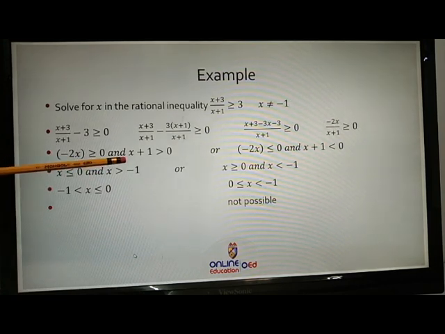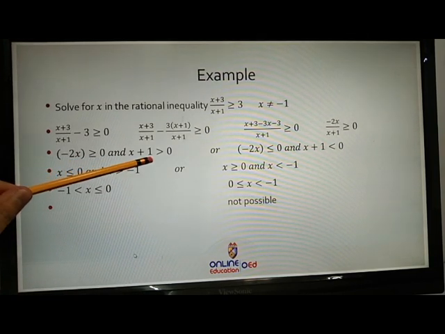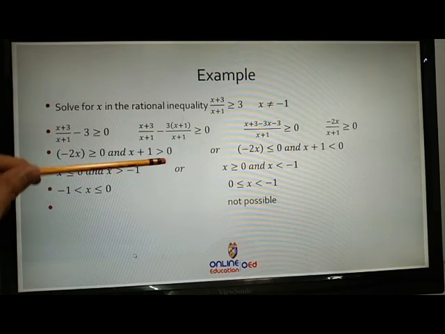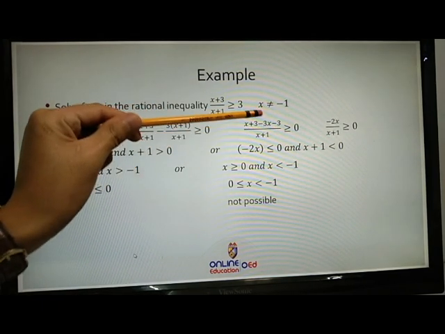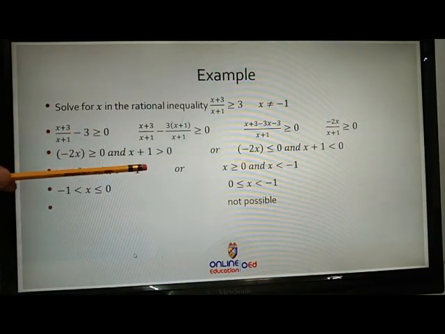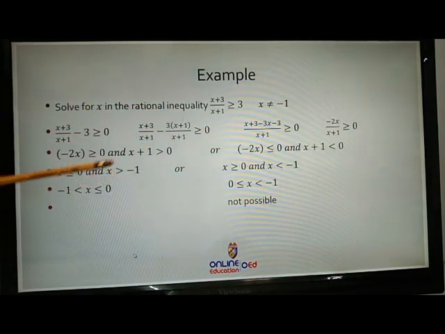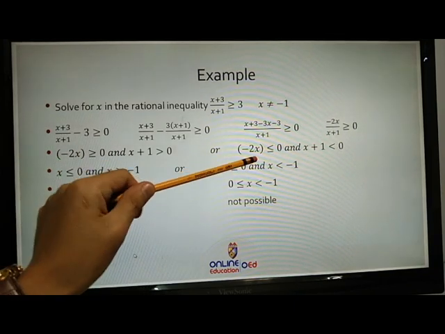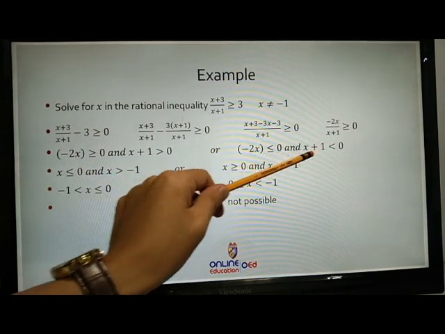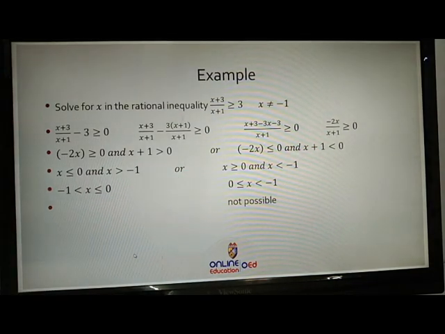Greater than or equal to 0, and x plus 1 greater than 0. Okay? Greater than 0, and x plus 1 should not be equal to 1 or negative 1. Okay? Negative 1. So, should be greater than 0. Or negative 2x less than or equal to 0 and x plus 1 less than 0.